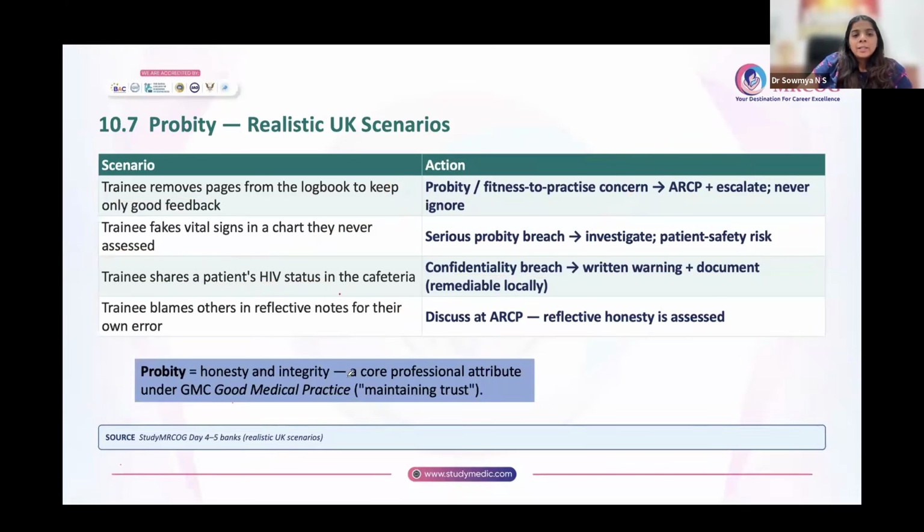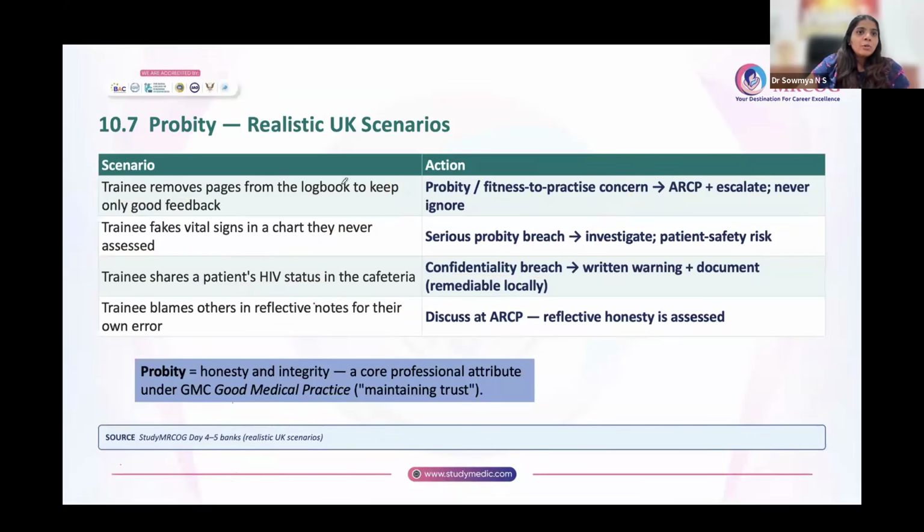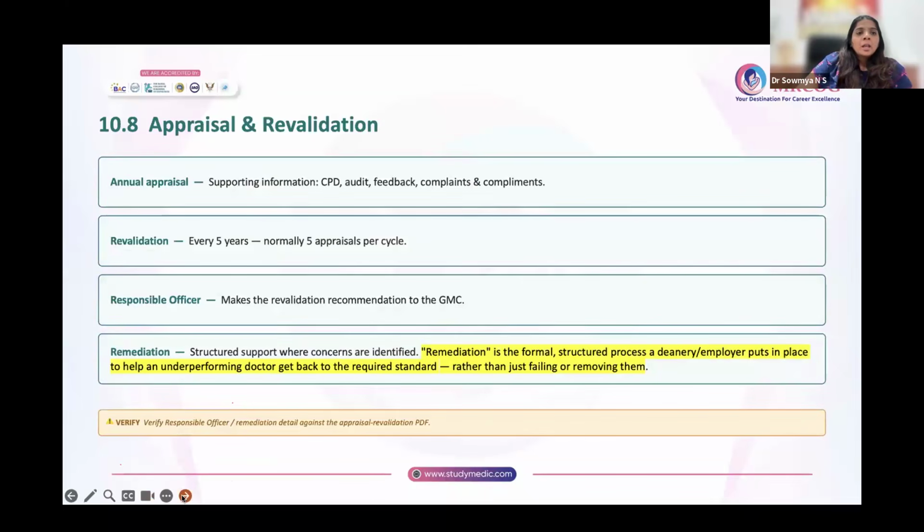So basically, honesty and integrity, a core professional attribute for the GMC. It's not only required to be a good clinician, but all these things are extremely important. Few things: appraisal, revalidation, annual appraisals, ARCP. Remember revalidation every 5 years. Consultant or a trainee, you are supposed to prove that you are fit to practice.